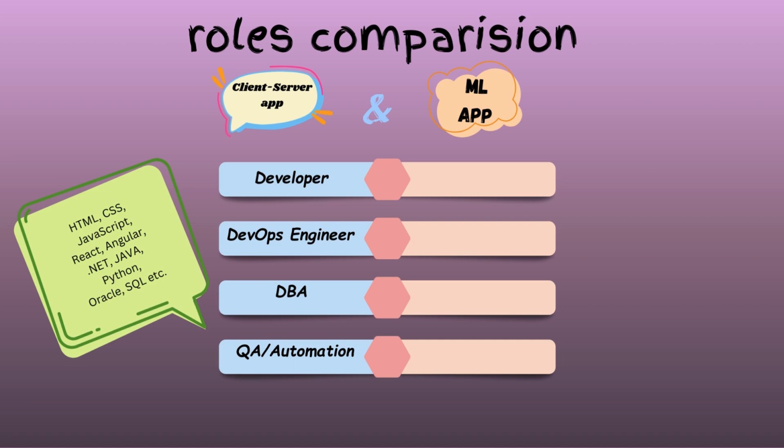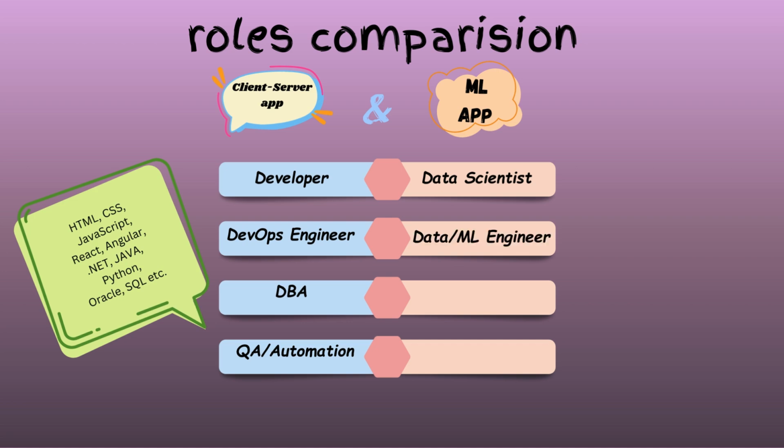Now let's look at the roles in a machine learning project. Data scientist responsibilities: analyzes and interprets complex data, develops ML models, performs feature engineering and evaluates model performance. The skills required are statistics, machine learning algorithms, data wrangling, Python, and data visualization.